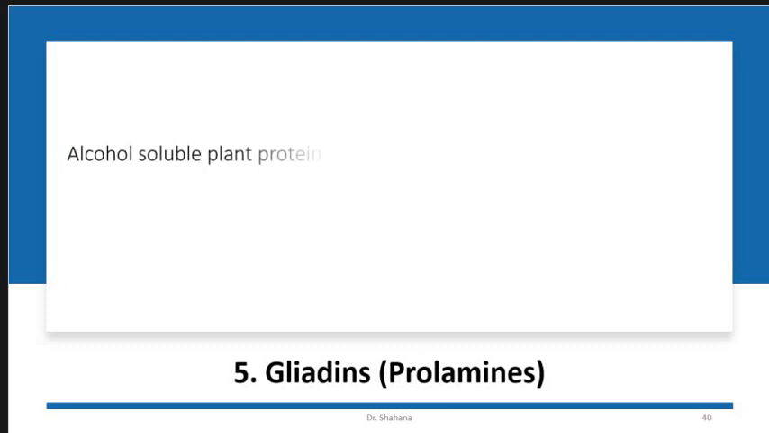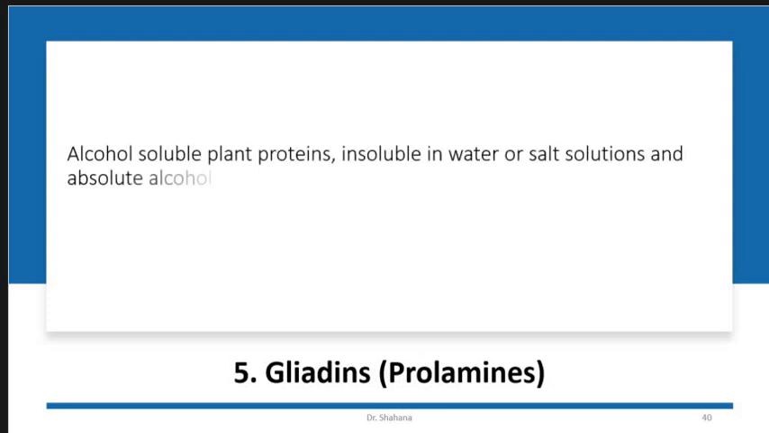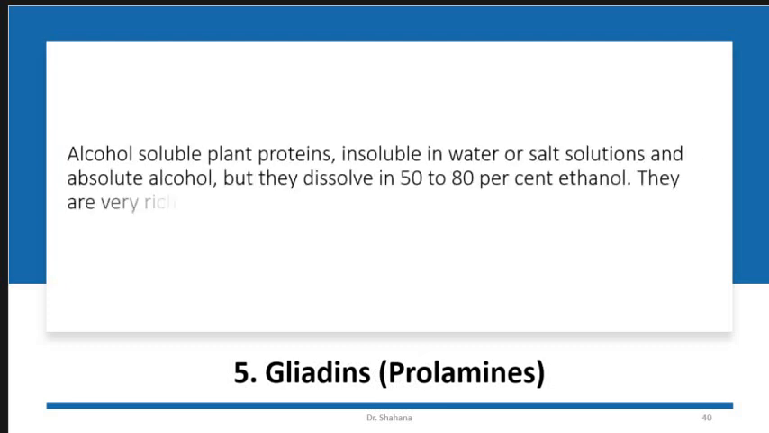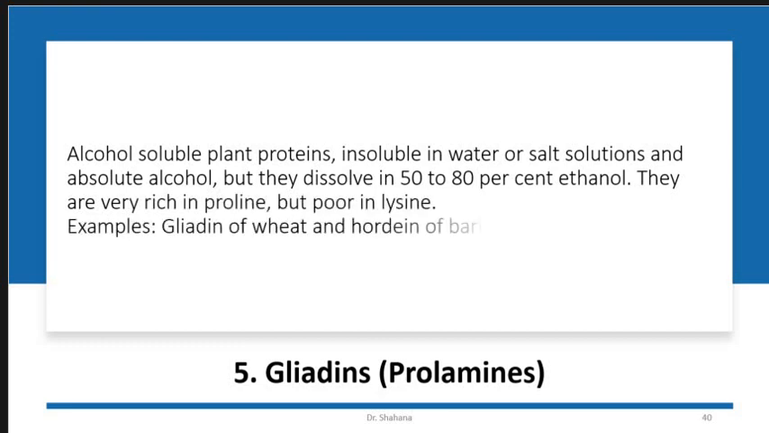Then we have Gliadins. They are all alcohol soluble plant proteins and insoluble in water. जैसे जैसे हम proteins की types आगे पढ़ रहे हैं, उनकी solubility decrease हो रही है water में. So they are insoluble in water as well as salt solution. They are only soluble in alcohol. Mainly 50 to 80% जो है वो ethanol में dissolve हो सकते हैं. Absolute अगर अल्कोहल होगा 100% अल्कोहल, उसमें भी ये insoluble होंगे.